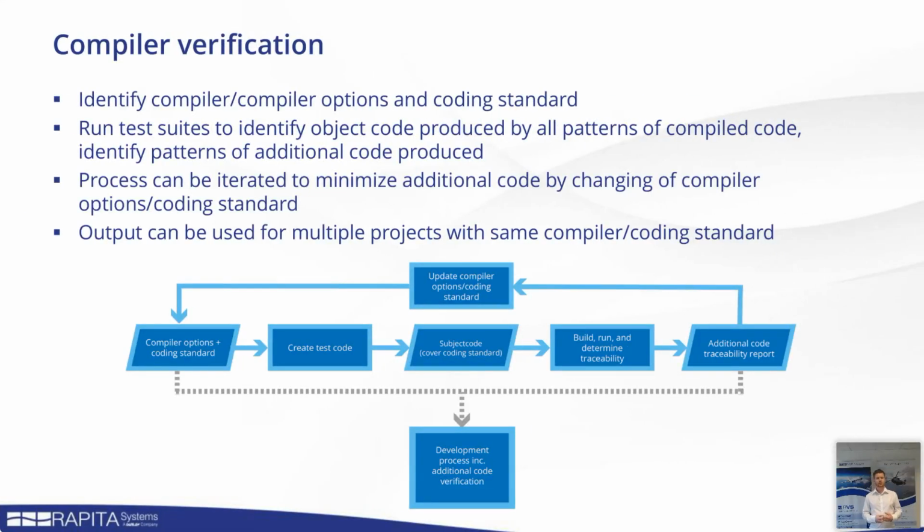So the two methods outlined here: this is the pipeline of how the compiler verification approach would work. We identify the compiler and the constructs that we plan to permit in the coding standards. We design a series of tests that compile some code, examine it, and check the traceability by hand. You can then go back to the start if you discover there are problems. Well, let's change the optimization level, let's change the coding standard, and repeat the process.